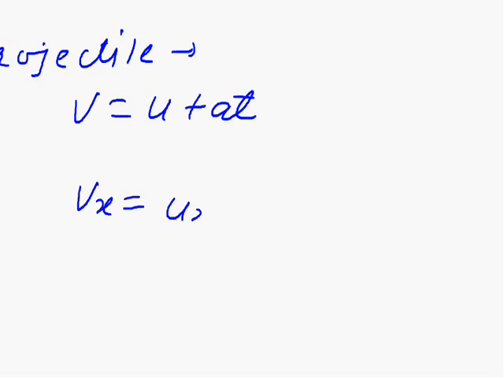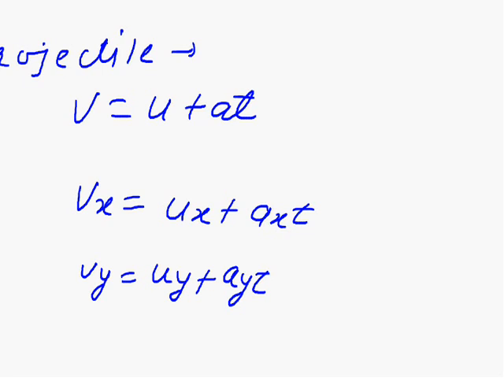For projectile motion, we read the equations of motion in the plane. We know the first equation of motion is v equals u plus at. Now we divide this equation along the x and y directions. Along the x direction, vx equals ux plus axt, and along the y direction, vy equals uy plus ayt.